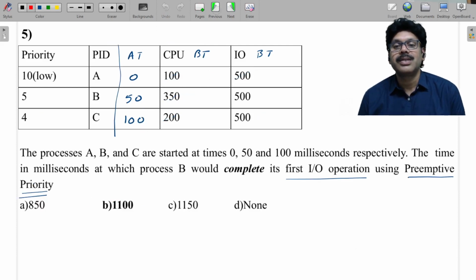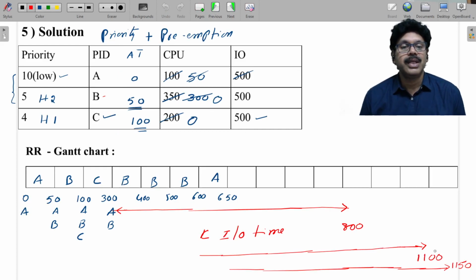So that is your answer. What is your answer? B completes its first IO at 1100. This is B IO. This is A IO. So your answer is 1100.